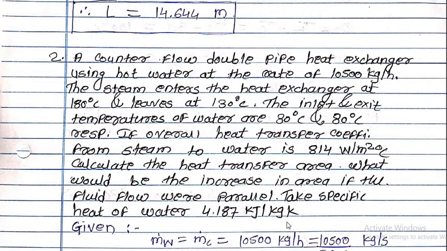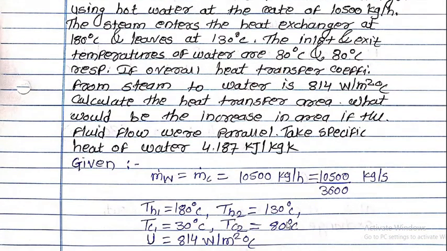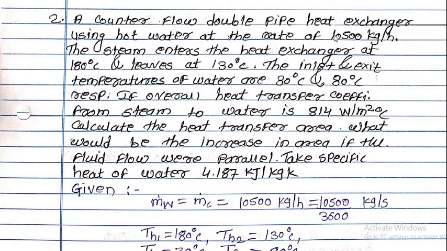Okay, so this is the problem statement, and we can write the given data on the basis of the problem statement. So first of all, the counter flow double pipe heat exchanger using hot water at the rate of 10,500 kg per hour. So water flow rate is provided. So water flow rate m dot w is nothing but the cold fluid flow rate. We can consider water as a cold fluid because its inlet temperature is 30 degrees Celsius, and the other fluid we have to consider as steam because its inlet temperature is 180 degrees Celsius. So steam will be considered as a hot fluid and water will be considered as a cold fluid.